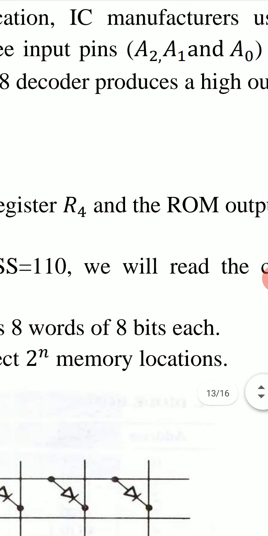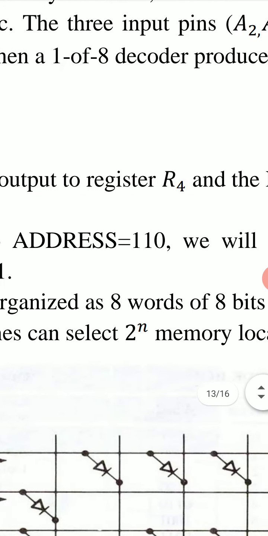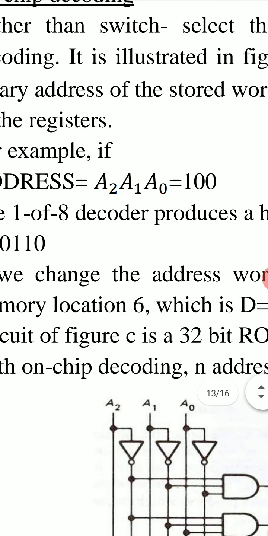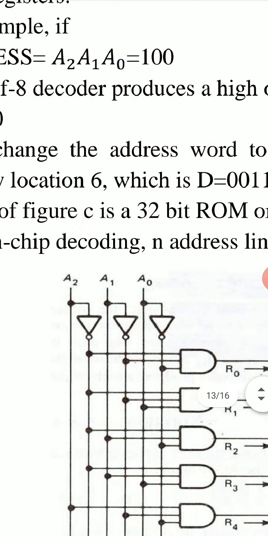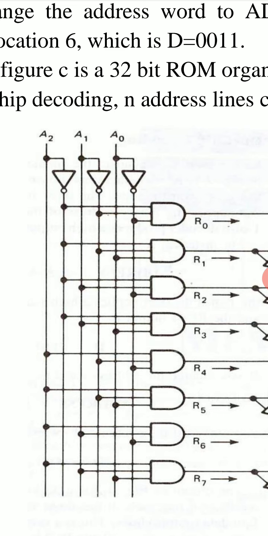The 3 input pins A2, A1 and A0 supply the binary address of the stored word. First binary word, first address is 000. A2 is 0, A1 is 0 and A0 is 0. Then this R0 is connected to their complements A2 bar, A1 bar and A0 bar, which are 111.